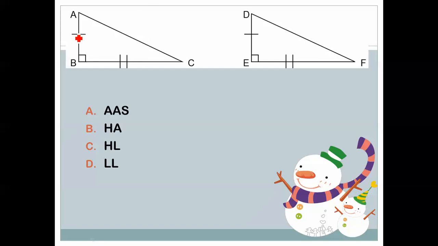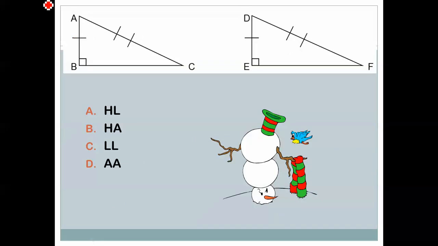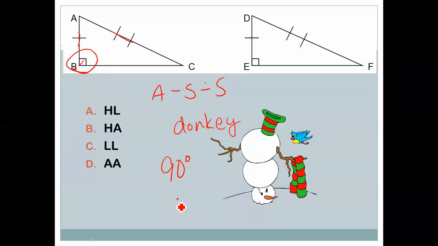Here we have a side bonded to an angle, bonded to a side. So this would be called side, angle, side, and the answer is not even written there as one of the choices. This would be SAS. This would be an angle bonded to a side, bonded to another side. So this would be angle, side, side, and remember that's our donkey theorem. So we need to ask ourselves, is it a right triangle? We look, yes it is. So this is HL, hypotenuse leg.